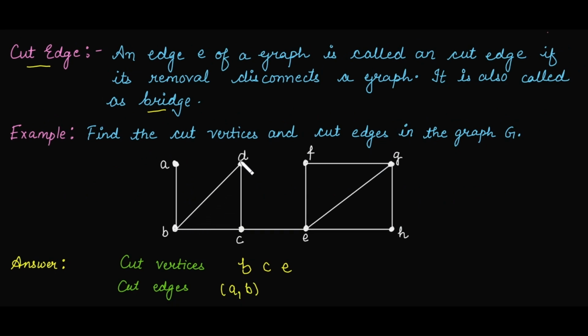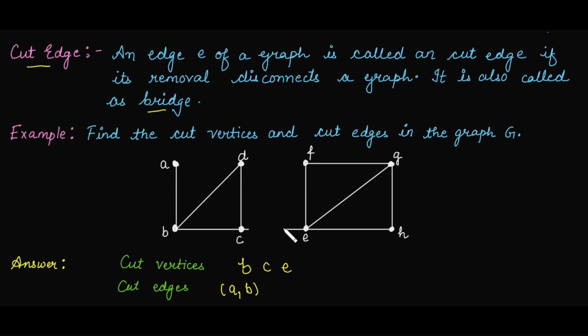Now what about the BD edge? If you remove the BD edge, does it disconnect the graph? The answer is no. So the BD edge is not a cut edge. Now what about this edge between vertices B and C? After removal of this edge, does it disconnect the graph? The answer is no. It is not a cut edge. DC. Removal of the DC edge, again we get a connected graph. It means this edge is not a cut edge.